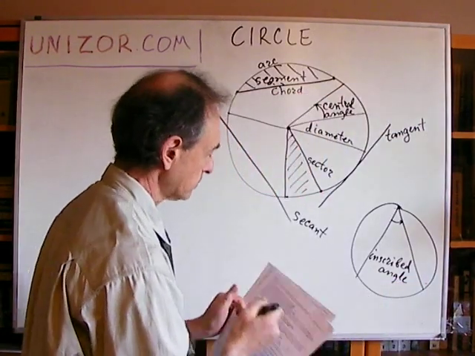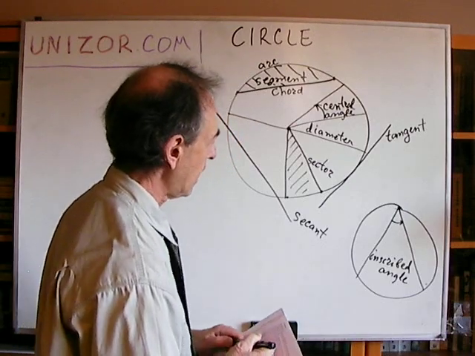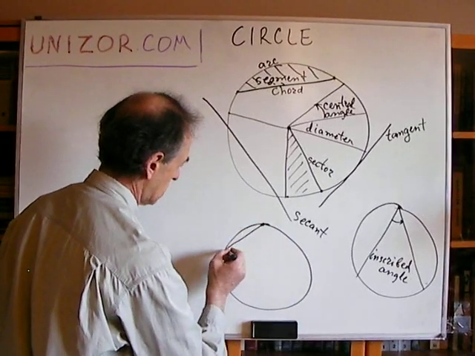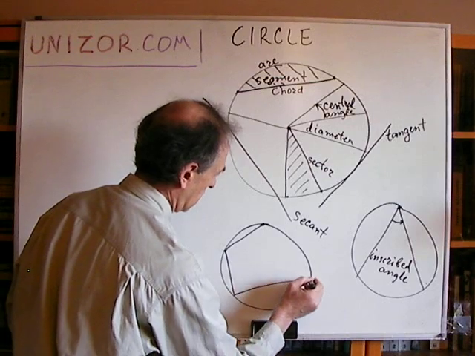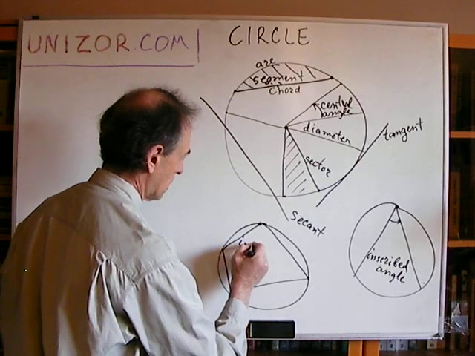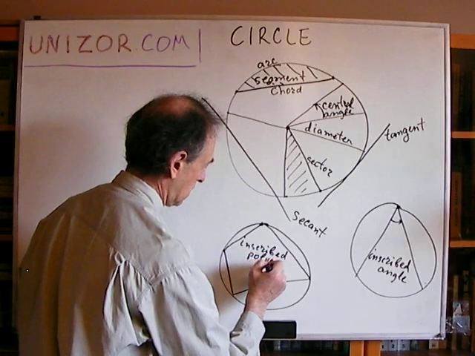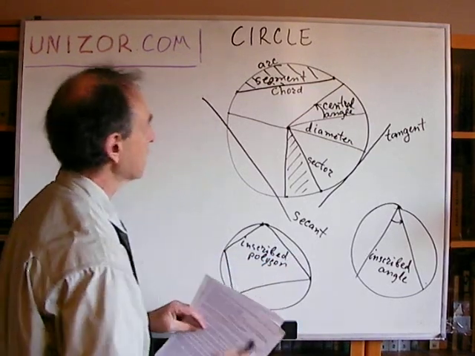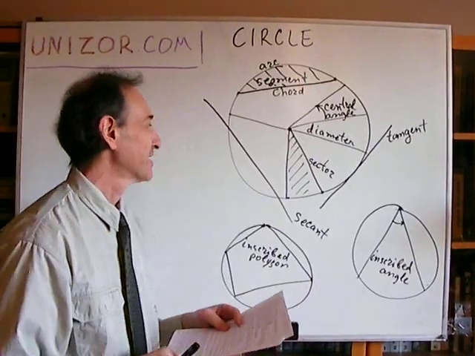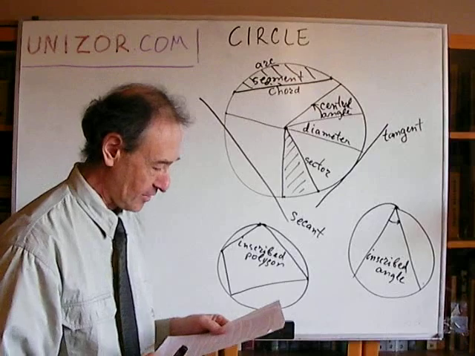And finally, if you have a polygon with all vertices on a circle, it's called an inscribed polygon. Okay, these are all the definitions which I wanted to make. Whew. Too many different objects which we have to really just learn about.